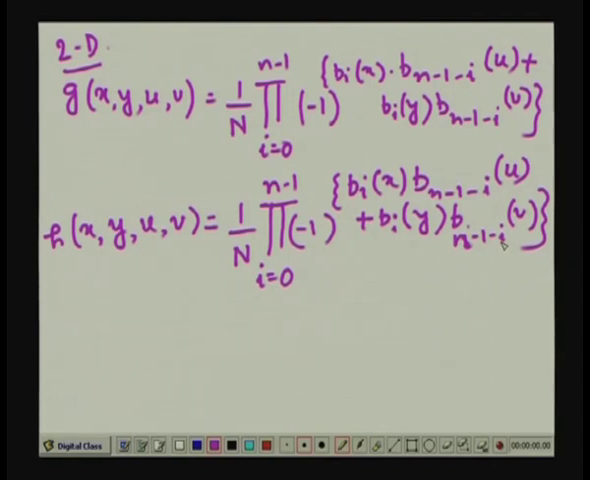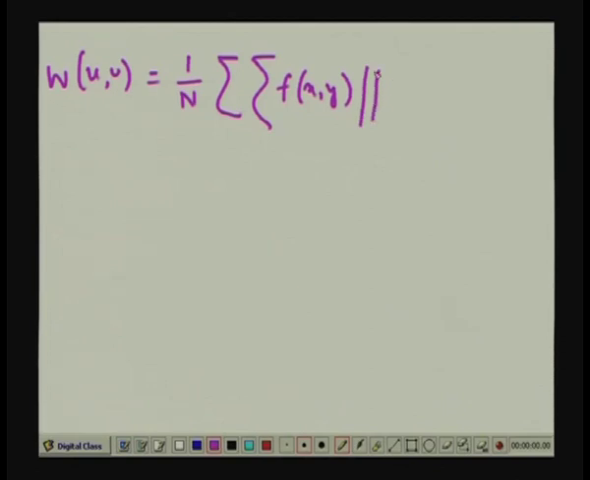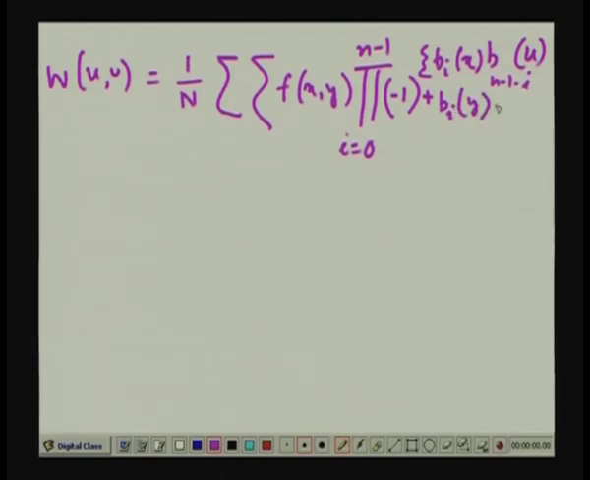So, using this forward transformation kernel and the inverse transformation kernel, you find that the forward discrete Walsh transformation can now be implemented as w u v equal to 1 upon capital N double summation f x y into product I equal to 0 to n minus 1 of minus 1 to the power b I x into b n minus 1 minus I u plus b I y into b n minus 1 minus I v, and the summation has to be taken over x and y varying from 0 to capital N minus 1.